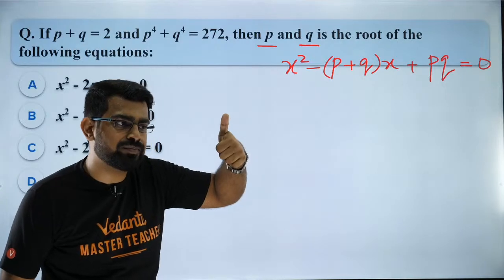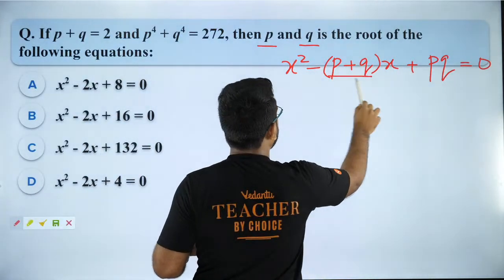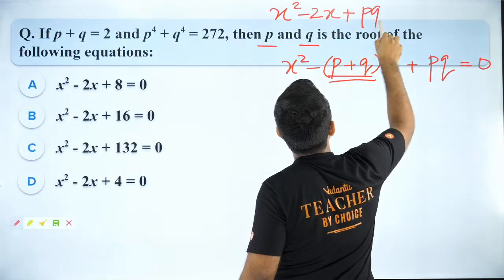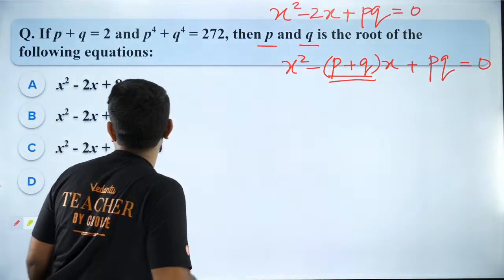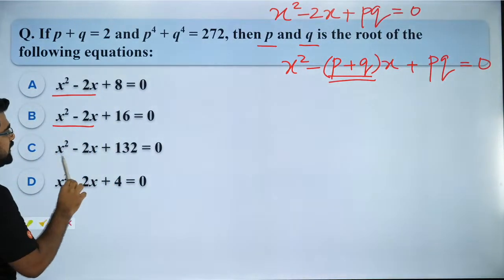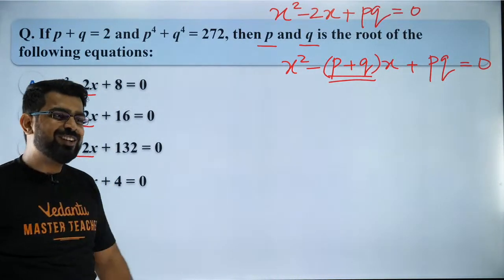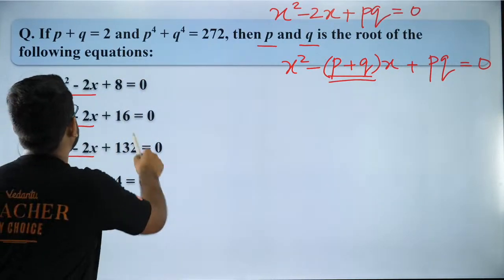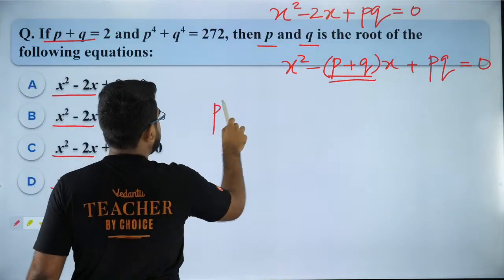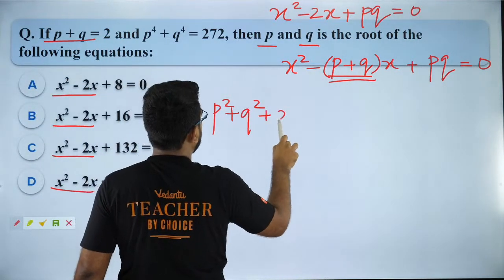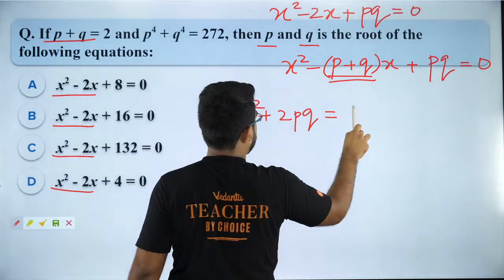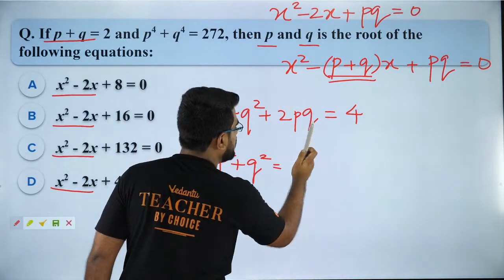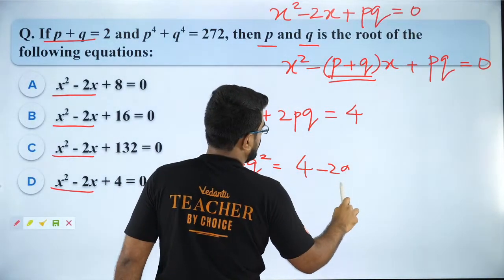Are you all clear? Now I know p plus q is 2. So the answer is x square minus 2x plus pq. So all I need to do is find pq. But everything has x square minus 2x, so this time we can't eliminate options. No luck. So how do we do it? Let's try to solve it, guys. First of all, I will square this. I'll get p square plus q square plus 2pq is equal to 2 square, which is 4. So now p square plus q square is equal to 4 minus 2pq, whole square.